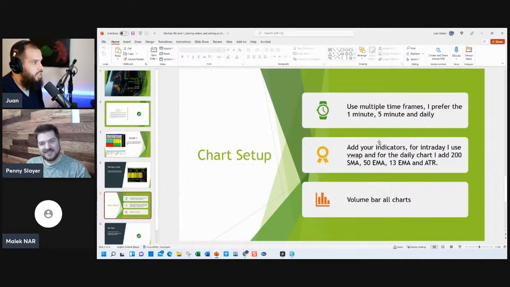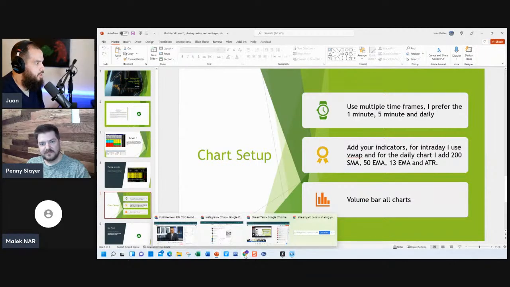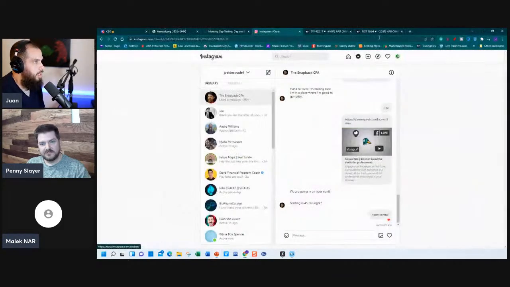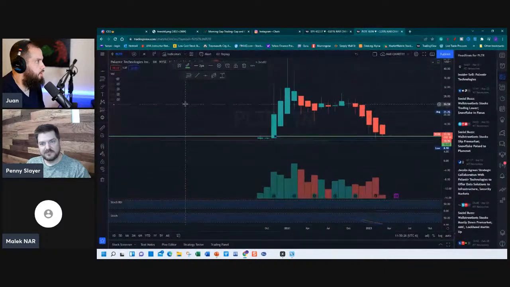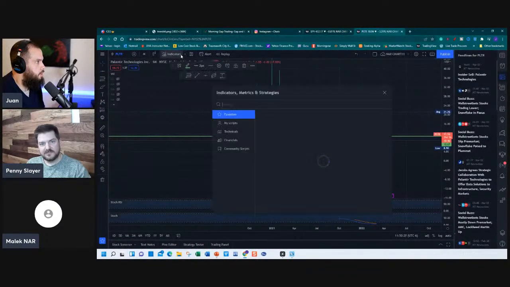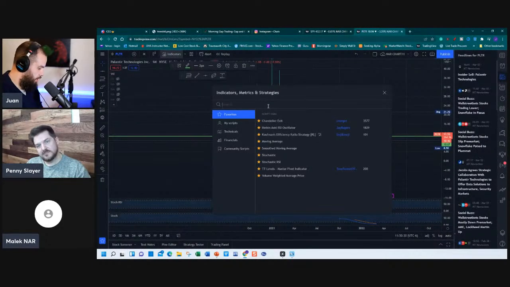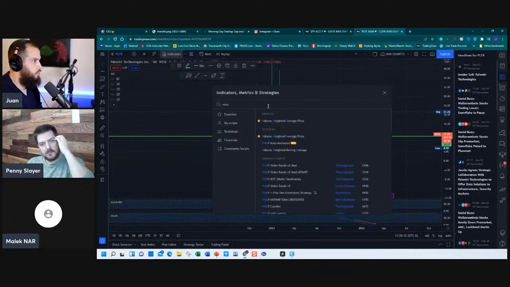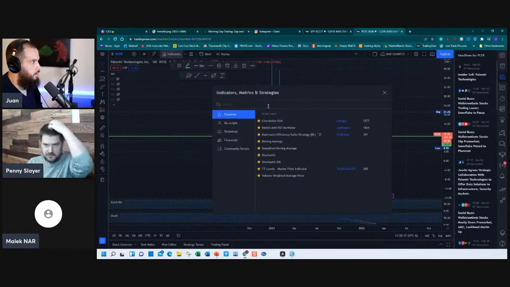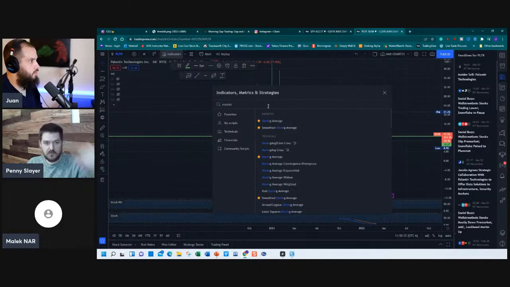So then, adding your indicators for intraday, I use VWAP. And adding your indicators is pretty easy. Let's say here we have Palantir. You go to indicators, and then you just type in whatever you want to use. If you want to use VWAP, it's right there. If you want to use moving averages, it's right there.